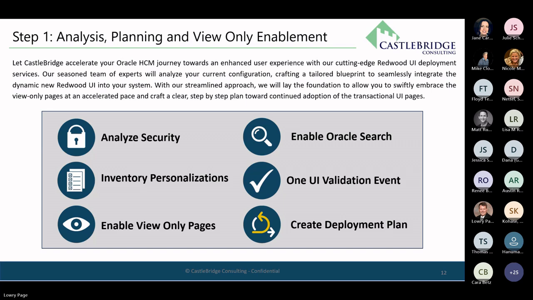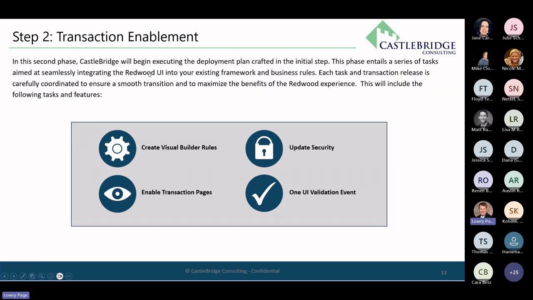From here, you really have step 2, step 3, however many additional steps are needed. And this is the actual, we're going to take every page, we're going to turn on the Redwood page, turn off the responsive or classic page. We're going to migrate all of the personalizations, update all of the security, go through and make sure everything's tested end to end for those transactional pages and roll them out. So this is the final full deployment.